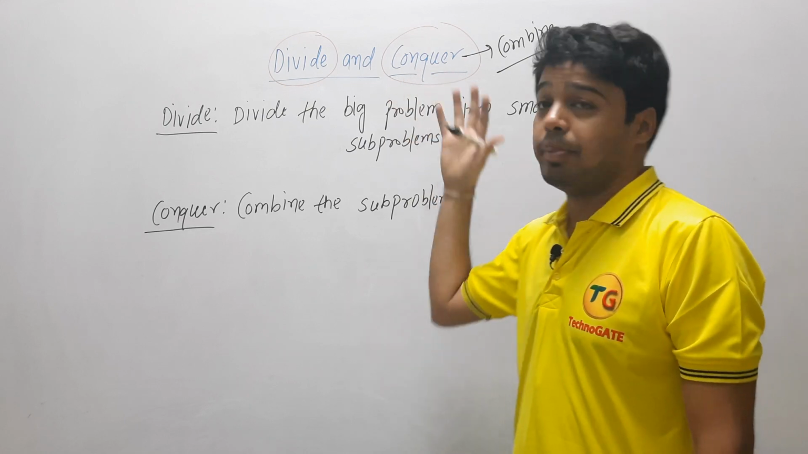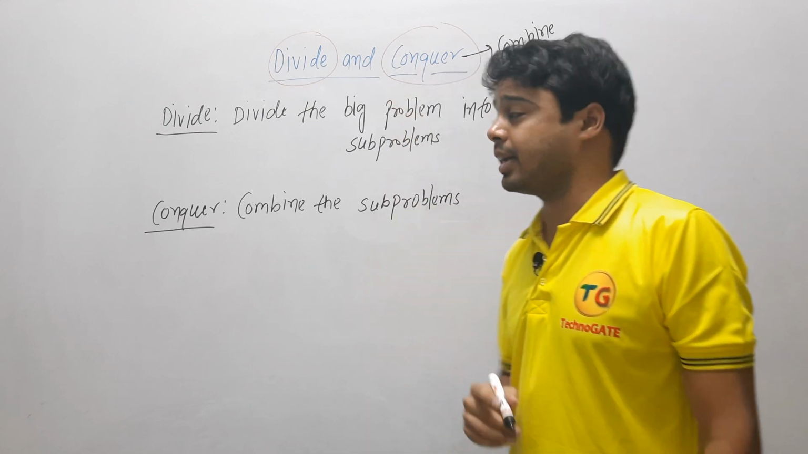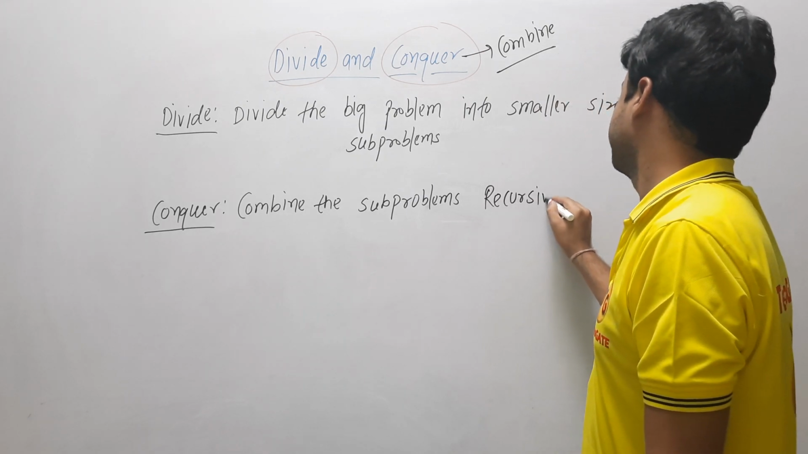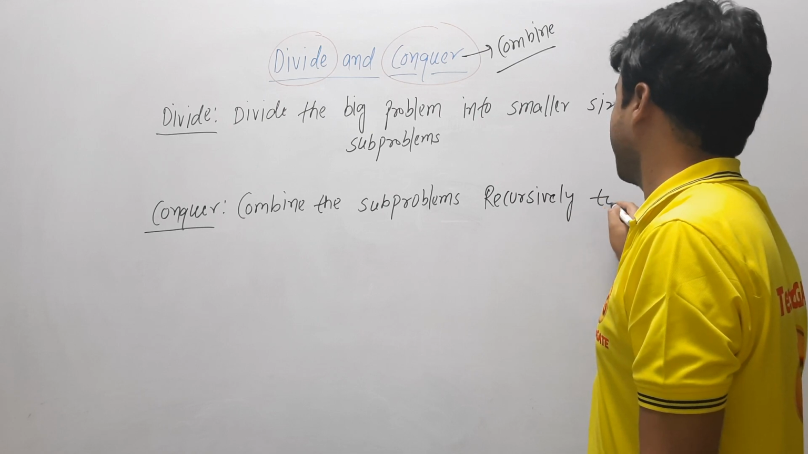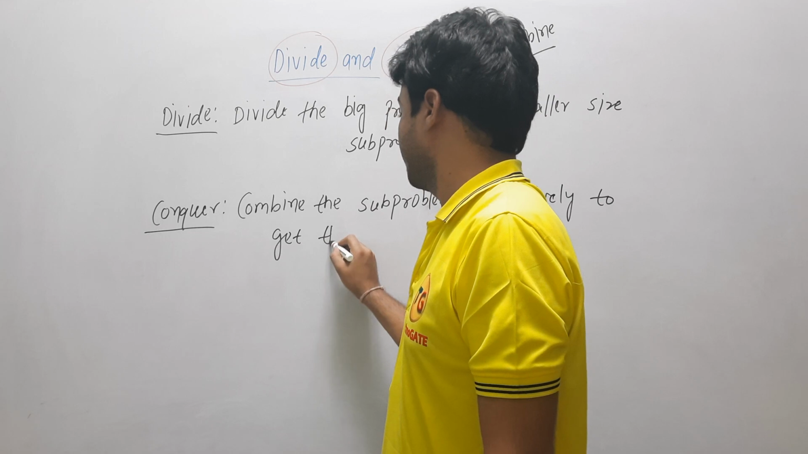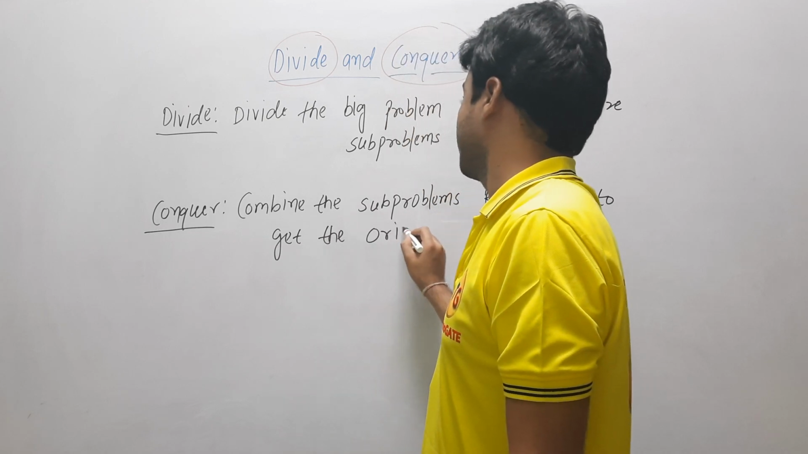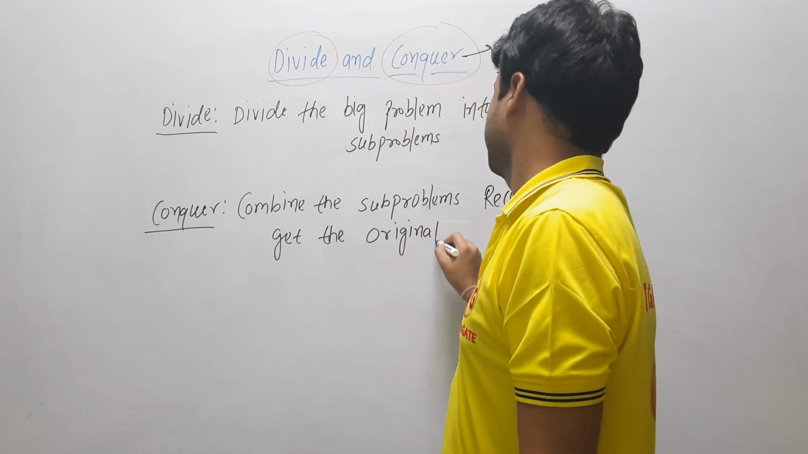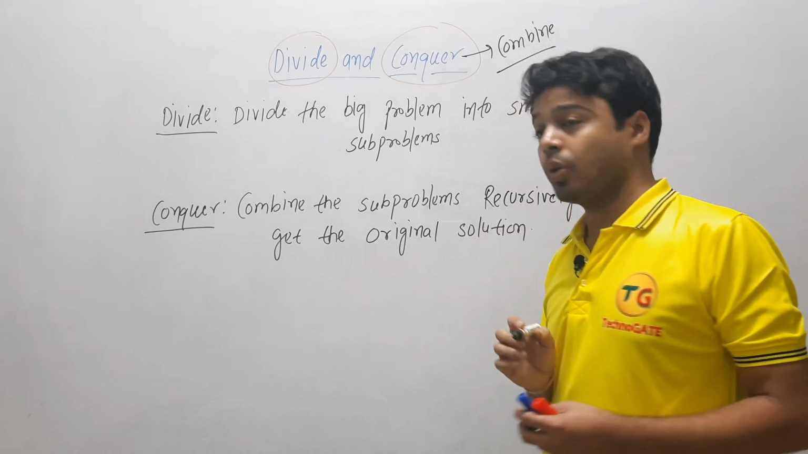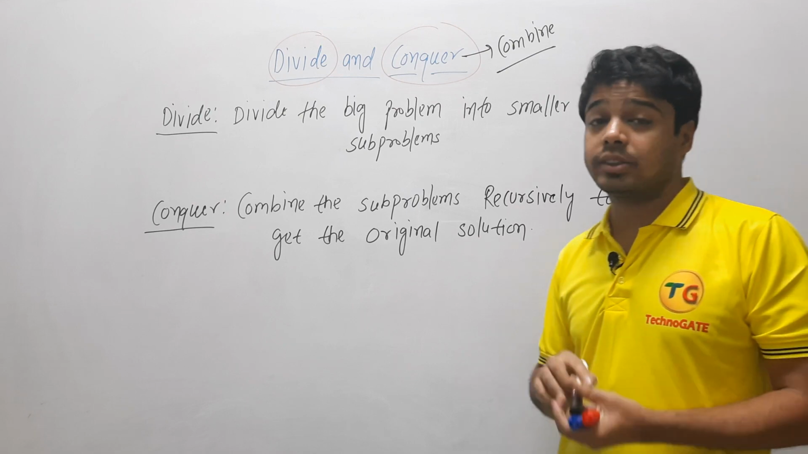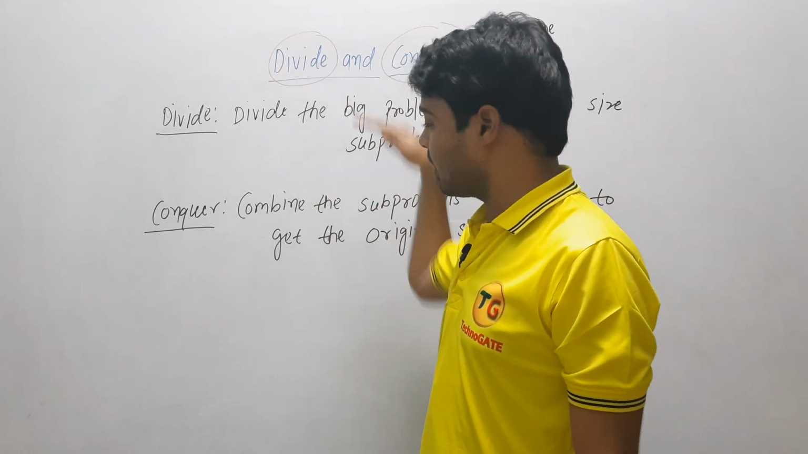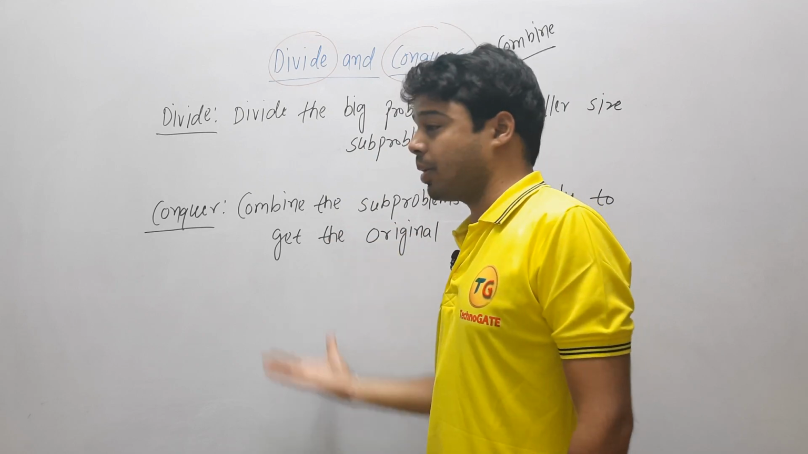Recursively, because the basis of divide and conquer is what? Recursion. Okay, recursively to get the original solution. To get the original solution, we combine the sub problems recursively. Means here divide from top to bottom, and conquer from bottom to top.